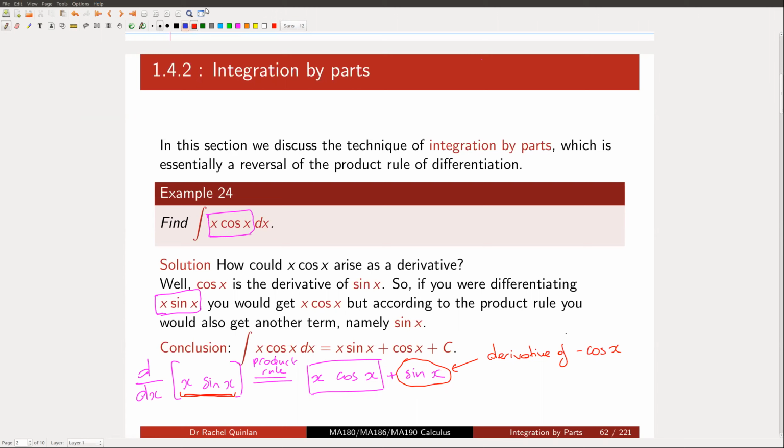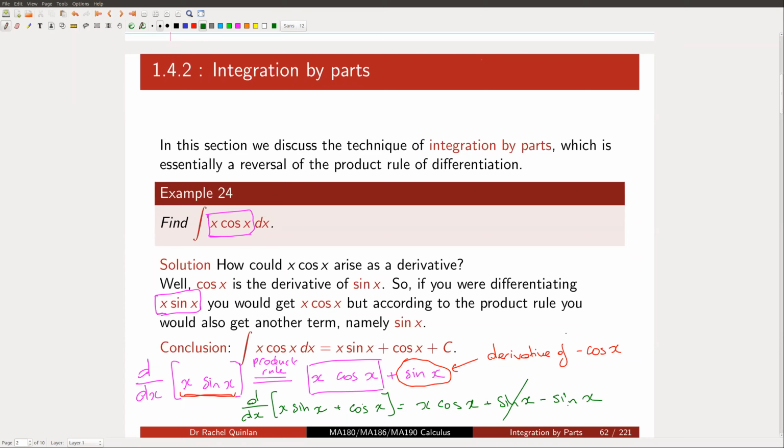So the conclusion would be that the derivative of x sine x plus cosine x, what would that be? Let's just calculate it to make sure that we get it right. The derivative of x sine x is x cosine x plus sine x. That's from applying the product rule to x sine x. And then the derivative of cosine x is minus sine x.